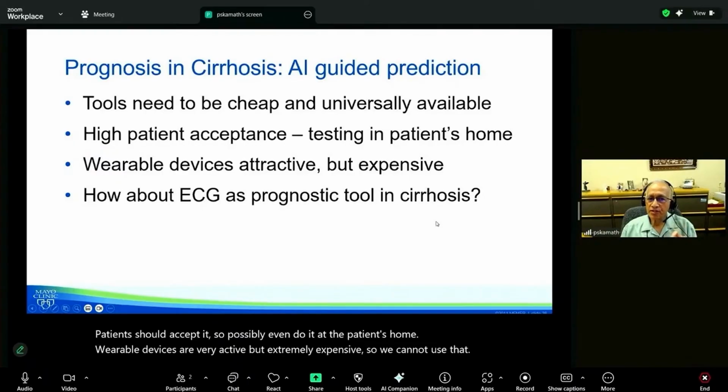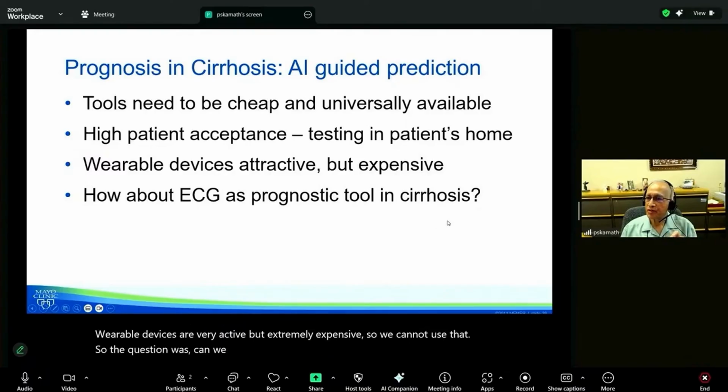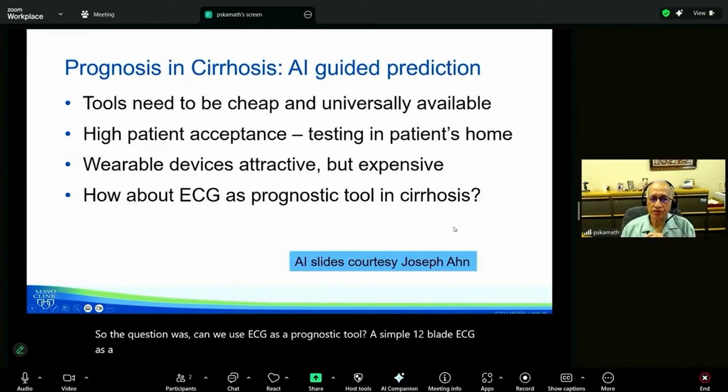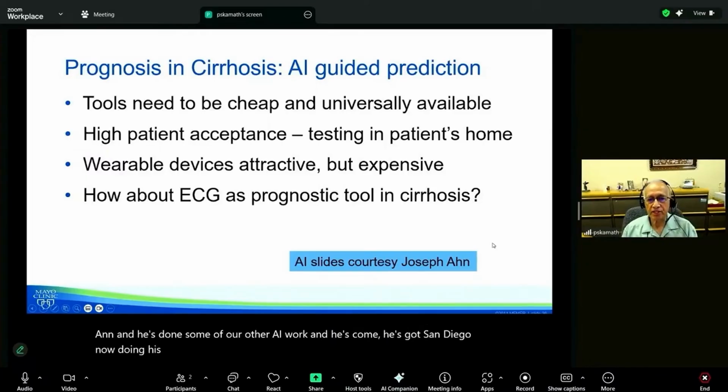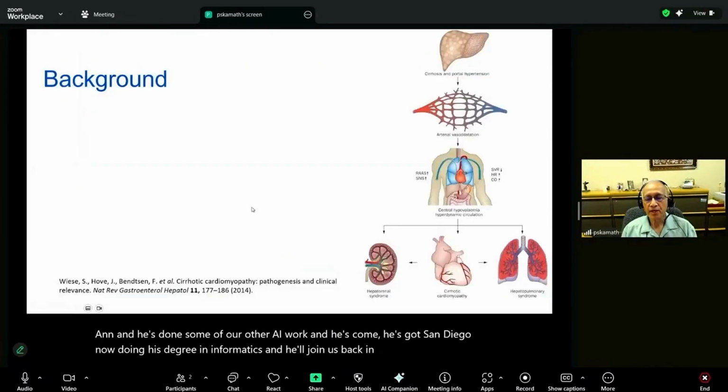So the question was, can we use ECG as a prognostic tool, a simple 12-lead ECG as a prognostic tool in cirrhosis? And so this is the work done by my colleague Joseph Ahn, and he's done some of our other AI work, and he's in San Diego now doing his degree in informatics, and he'll join us back in January.